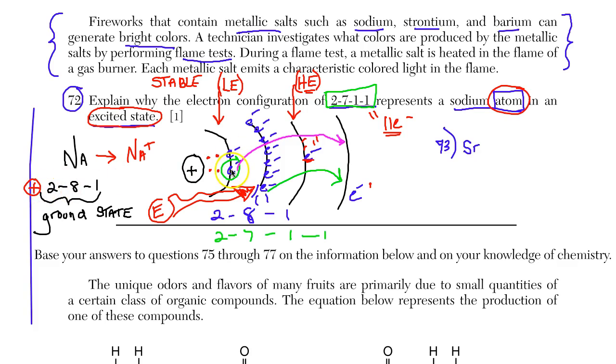Well, why does it feel the nucleus less? Or why does it even feel the nucleus? Because positives and negatives attract. And if this negative is farther away, it feels it less. Okay, so these are higher energy orbitals.